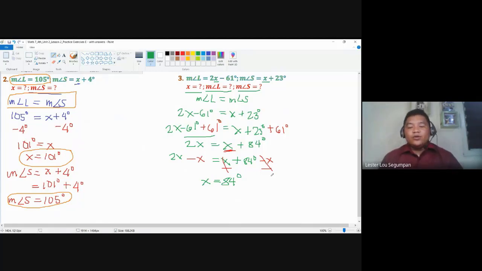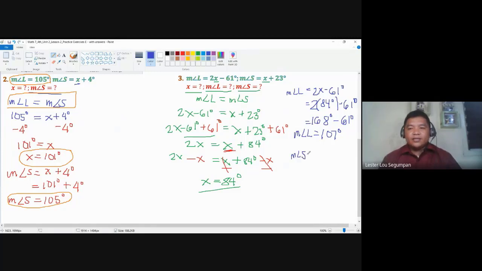Now that we have this value, let's substitute this for the measurement of angle L and the measurement of angle S to solve for them and see if they are really equal or not. If they are equal, this is correct. If they are not equal, we need to re-examine this process. So let's start with the measurement of angle L, which is 2x minus 61 degrees. x is 84 degrees, minus 61 degrees. 2 times 84 is 168 degrees minus 61 degrees. So the measurement of angle L is equal to 107 degrees.